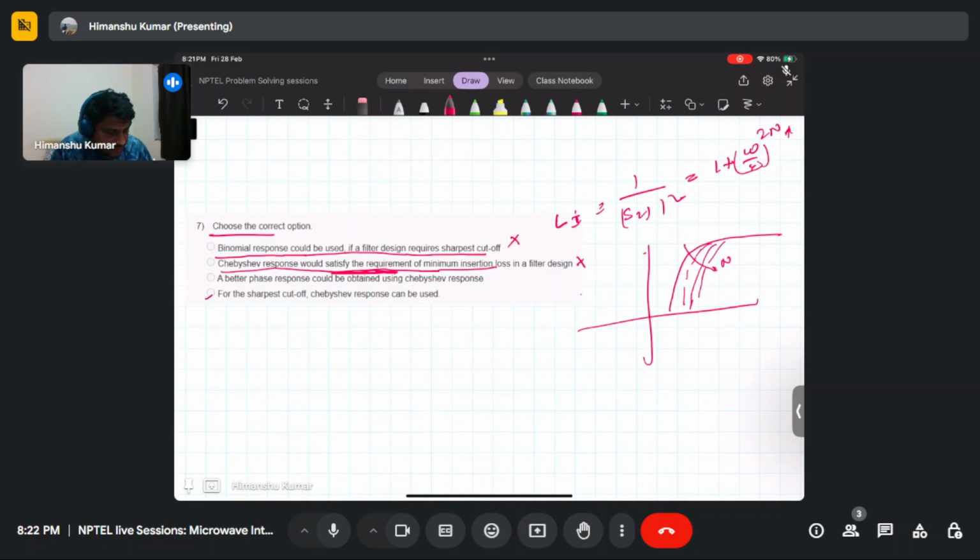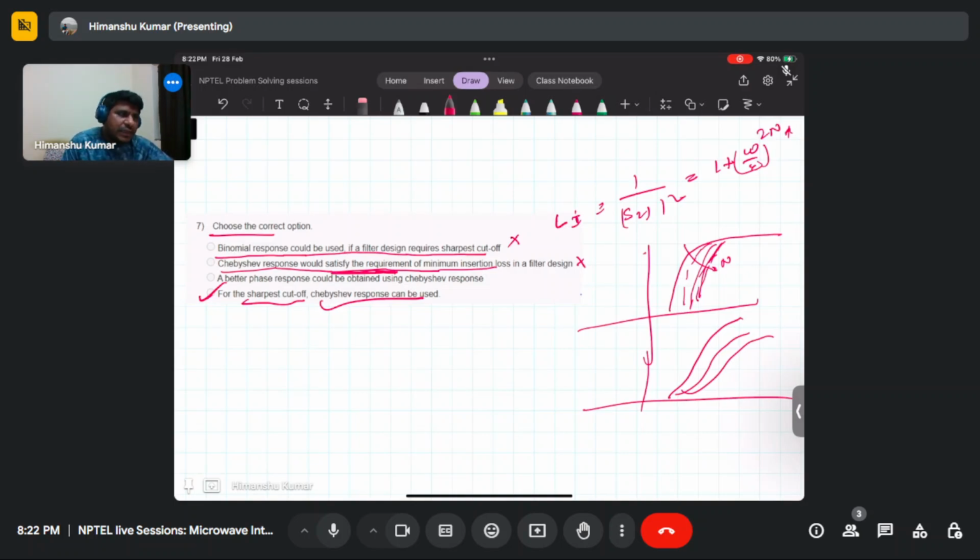A better phase response will be obtained using Chebyshev response? No. The cutoff sharpness will increase, but if you plot the phase, it will have additional phase lag. The lag will be more and more. So the correct option is: for the sharpest cutoff, Chebyshev response can be used. If you use multiple sections, then you can increase the response of the filter.